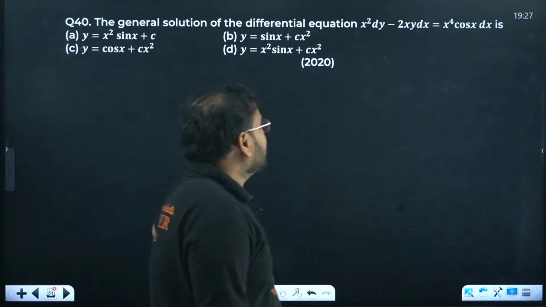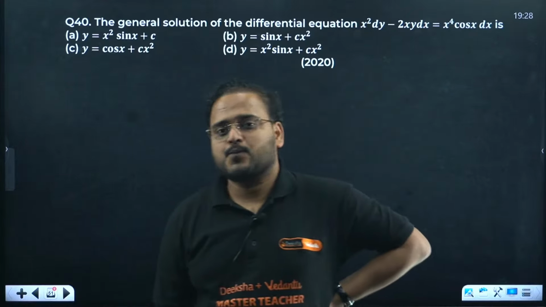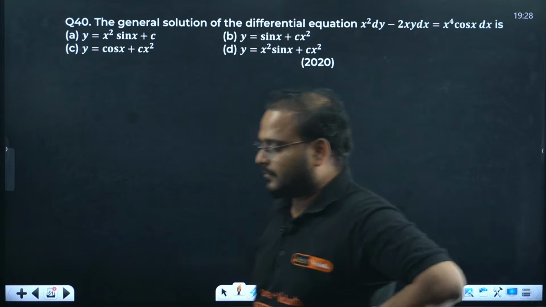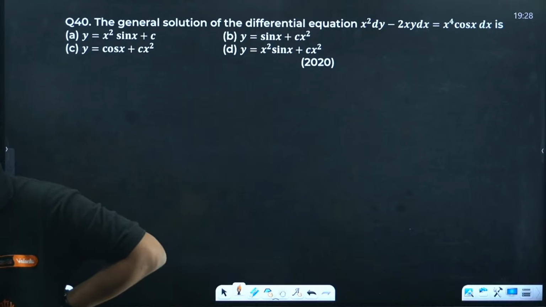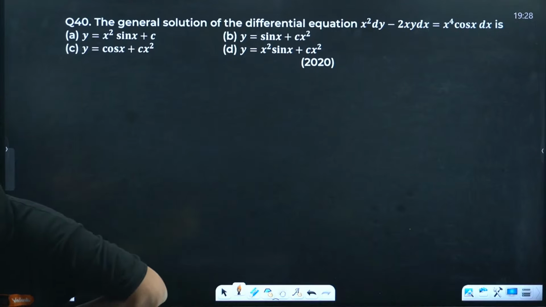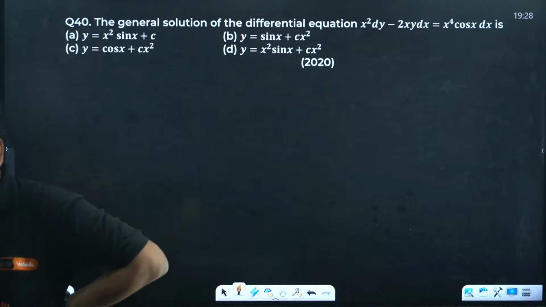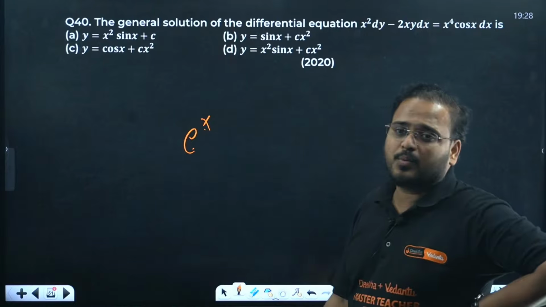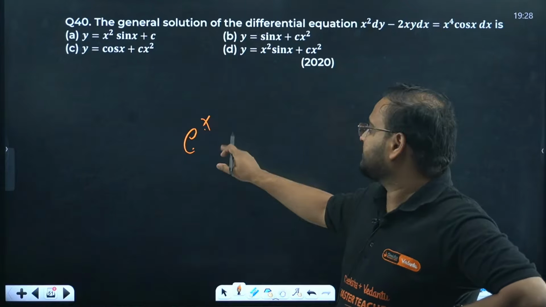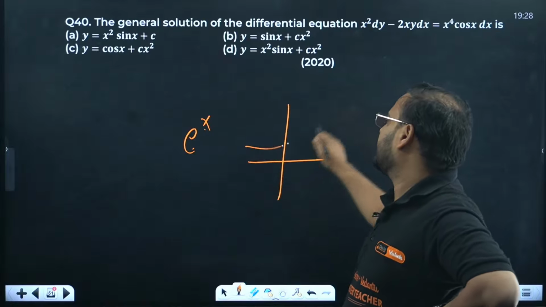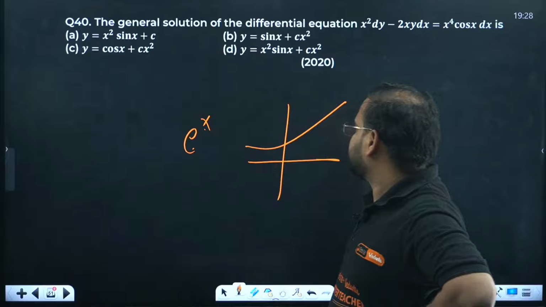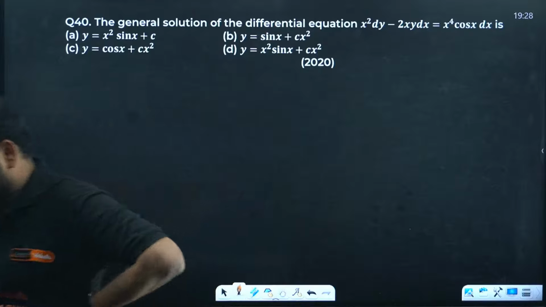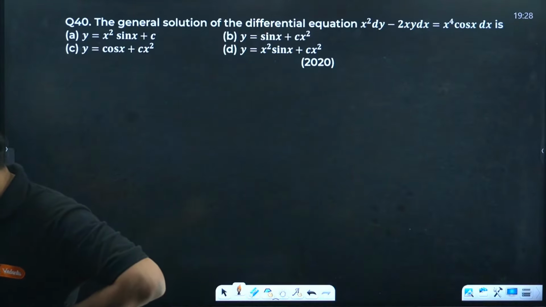The general solution of the differential equation x squared dy. No. E power x is not a constant. E is the constant, x is a variable, no? How is x a constant? This is a variable, this is a function actually. Not a constant. Noor? That's your function.